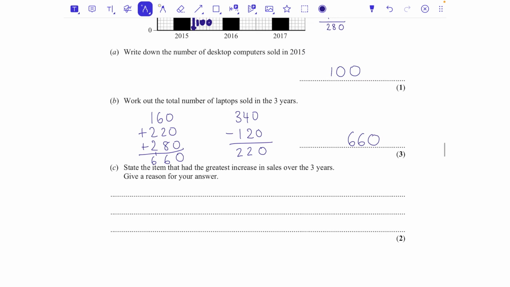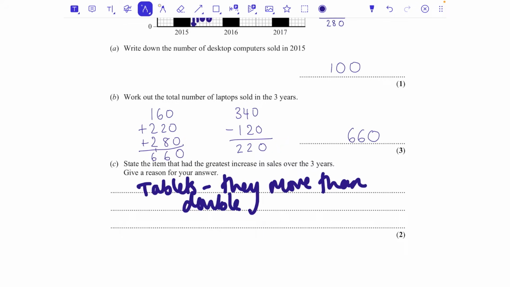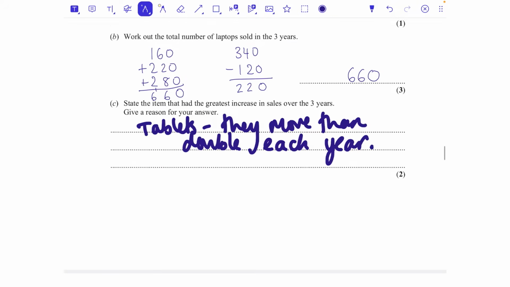So I'm going to say tablets, they more than double each year, which is way more than the other two. So that's a really clear explanation of why it is the tablets.